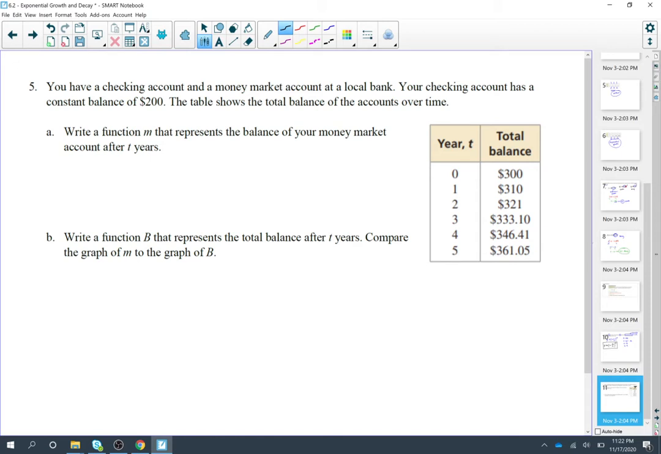Part A, write a function m that represents the balance of your money market account after t years. So here they just want the money market. Before we get into this, I'm going to separate out the two accounts, so we can just look at the money market. Down here, we're going to make two tables. We're going to have time, and the first one is the checking account. Then I'm going to do another one.